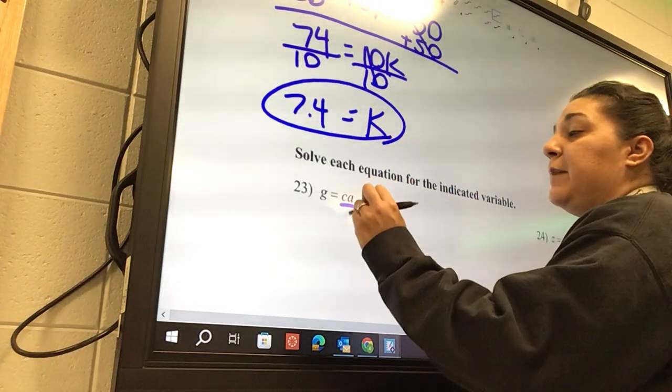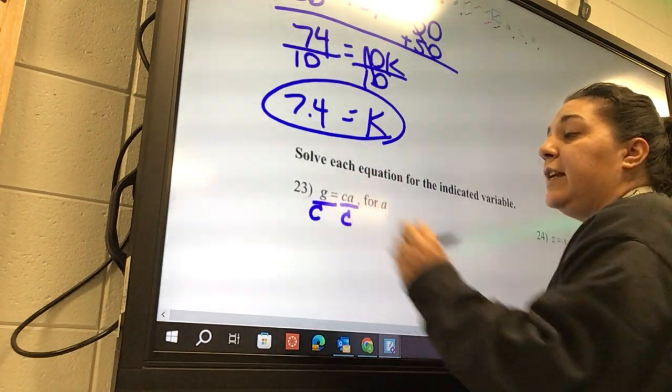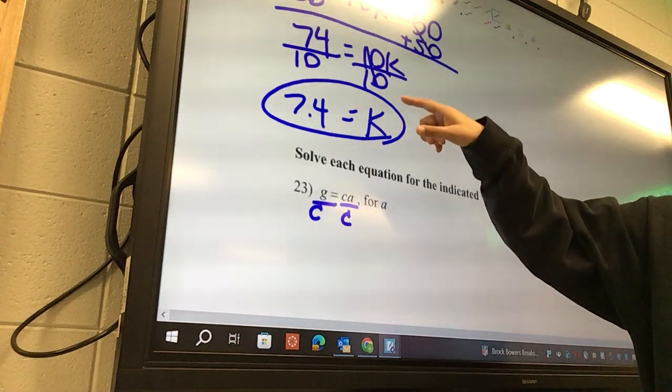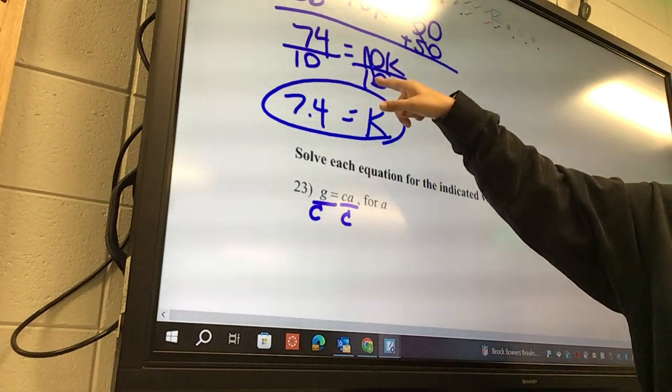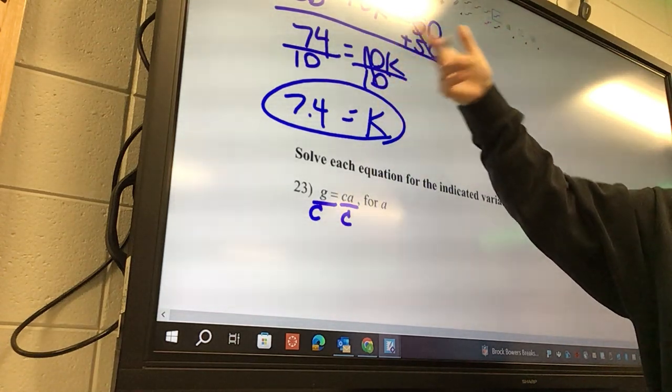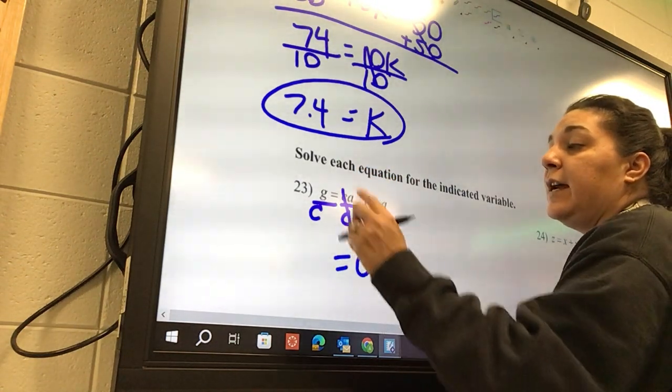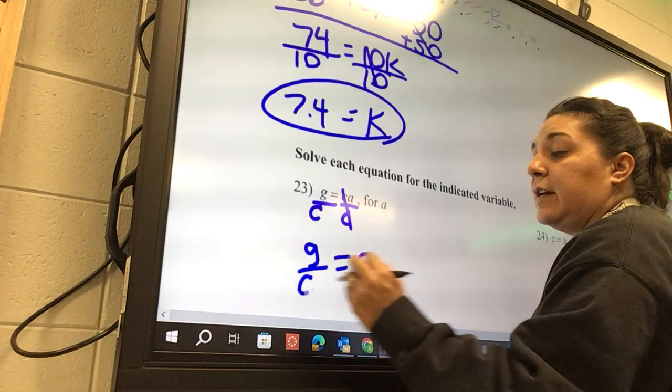So we're going to divide by C. Anytime I do it to one side, I have to do it to the other side. What happens to these two C's? If we look at the 10 and the 10, what happened to them? They canceled out. It's the same thing. So you're going to be left with A on this side, and it's just G over C on this side.